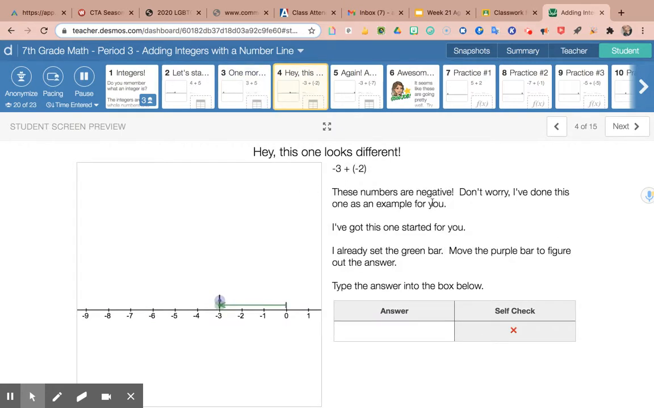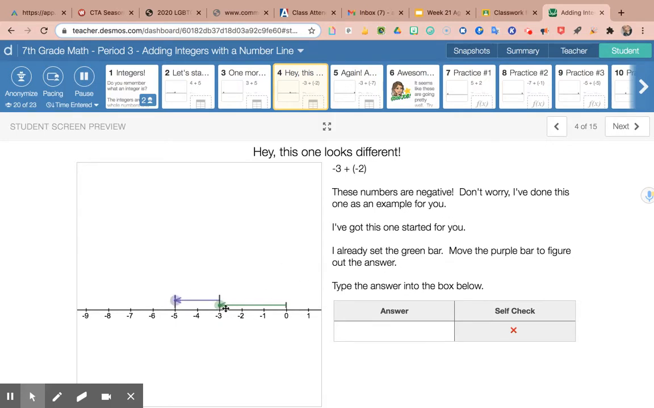This one's different. So when they're negative, you're going to go to the left. So you'll notice that -3 goes left 3. So 1, 2, 3. Plus means that they're going to start where they left off. -2. It doesn't matter that it's in parentheses. They just sometimes put it in parentheses so that you don't forget that it's negative, not positive. So -2. So this means left 2. So I'm going to go 1, 2.